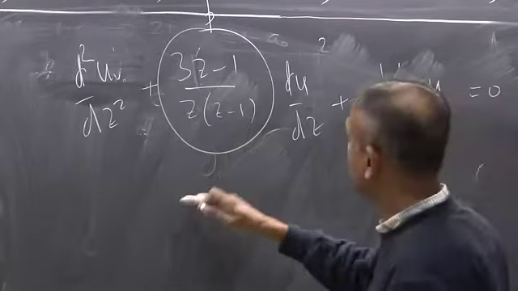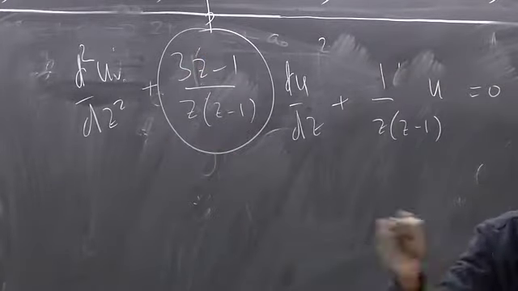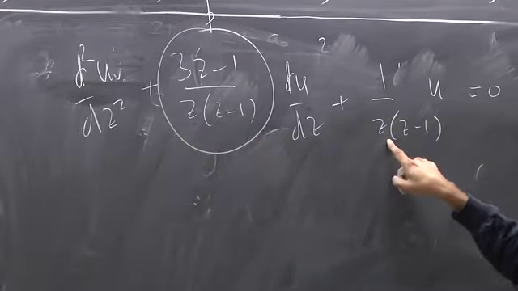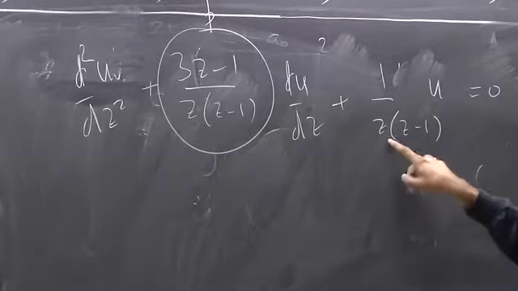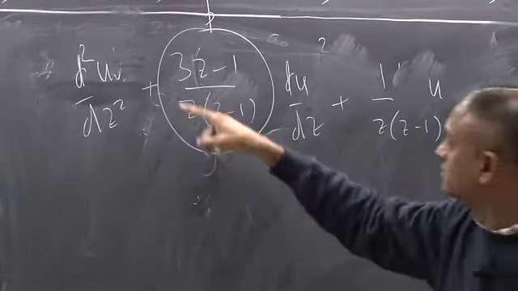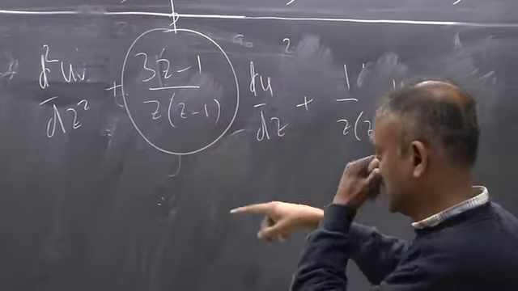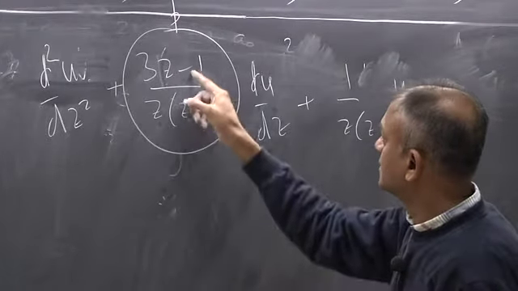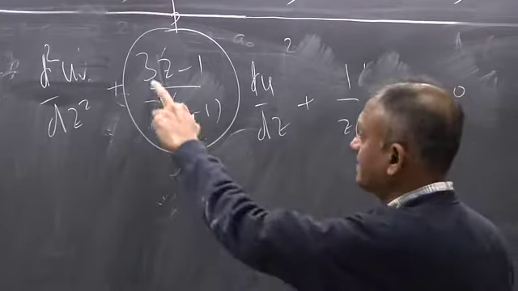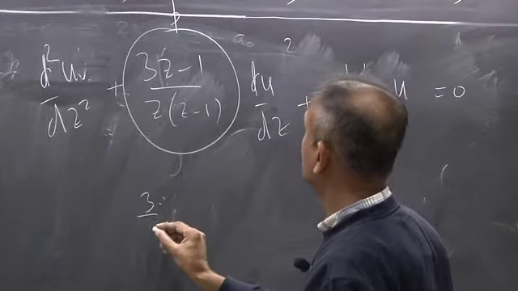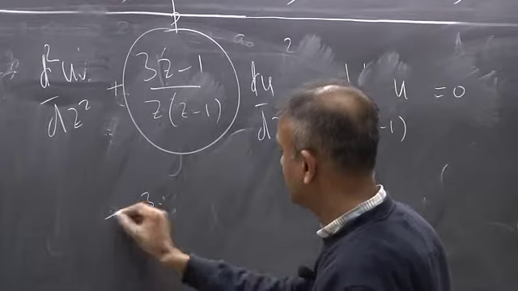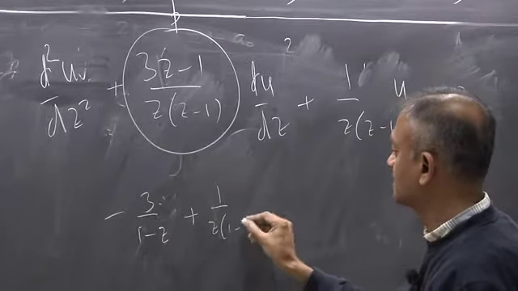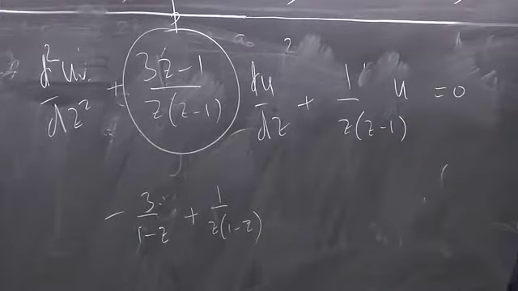So let's see what is the indicial equation near z equal to 0. I expand around z equal to 0. At z equal to 0, there is a first order pole in p, and in q there's again only a first order pole. So A0, if I write p near z equal to 0, this term is 3 divided by 1 minus z, minus 1 over 1 minus z, and plus 1 over z times 1 minus z.